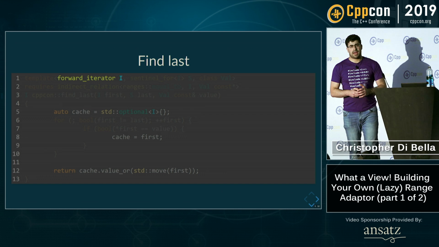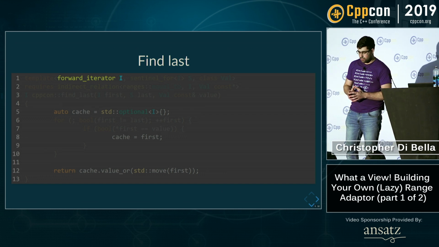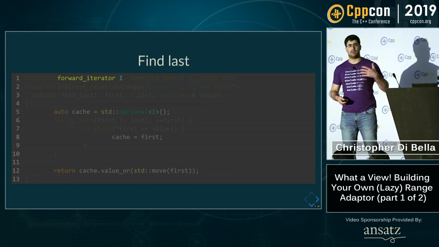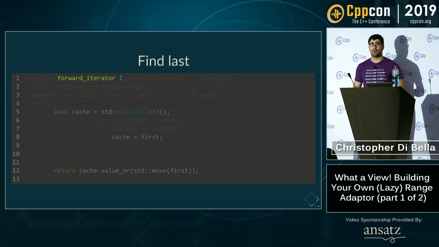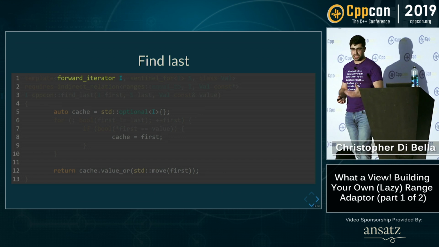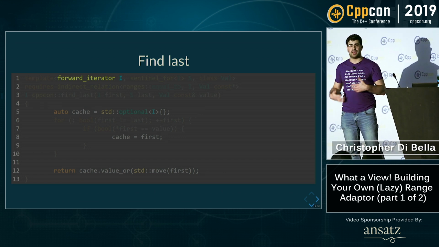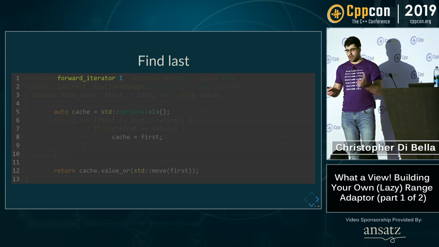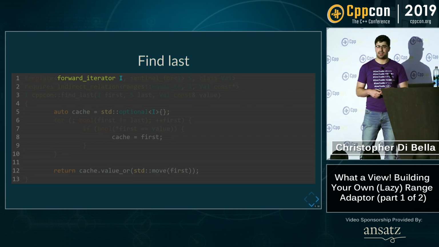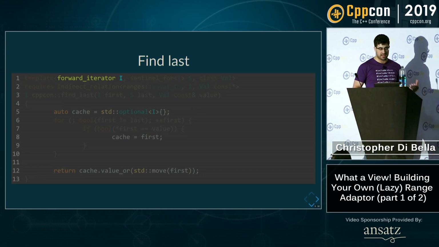This algorithm can be improved upon. As I was saying earlier, we can provide optimizations. What we're doing here is passing through the algorithm, going forward and looking for something, caching it, and then moving on until we reach the end of the range, and we're going to return the last element that matched the value.